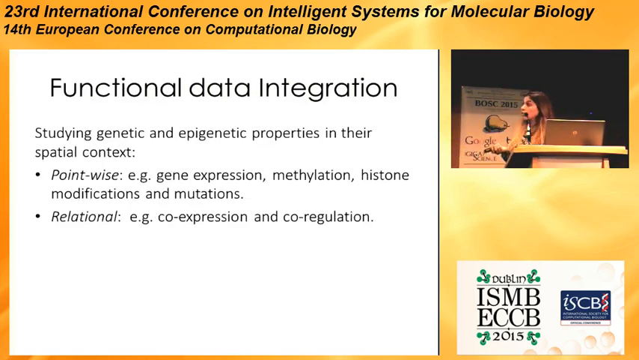Finally, we have functional data integration. And here there are two types of information. There is point-wise information, like gene expression and methylation and histone modifications. And even if you're not a 3C person, you might be interested in one of these types of information, and to understand them in their spatial context would be really important to understand the mechanism behind that. If you think about relational information like co-expression and co-regulation, overlaying them on the network of interaction or on these contact maps could again highlight patterns and correlations.